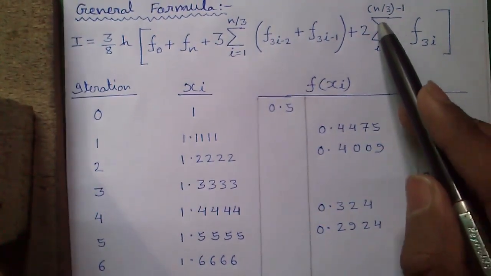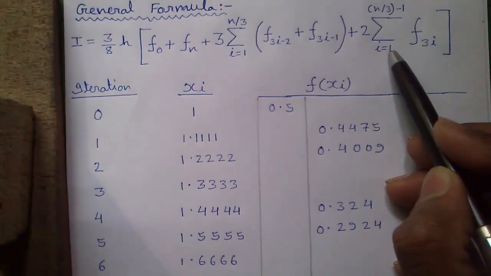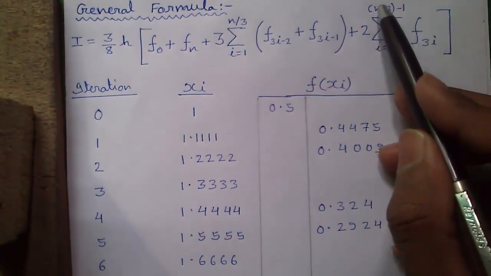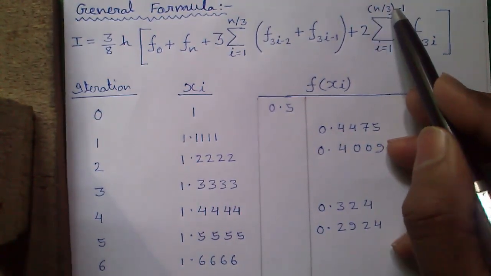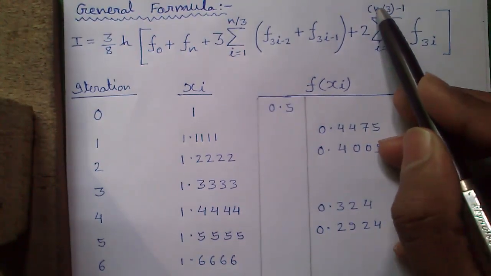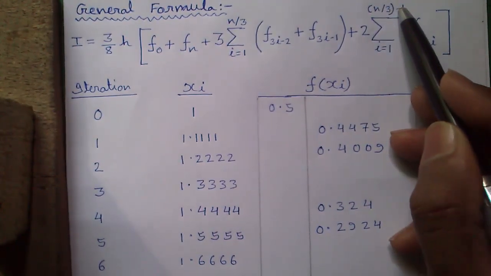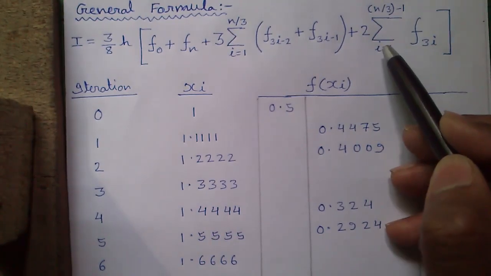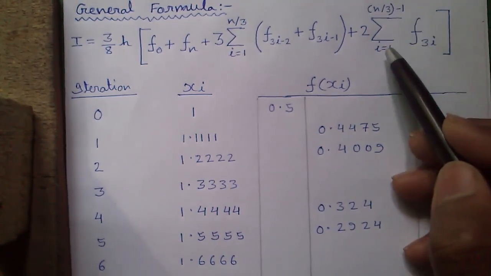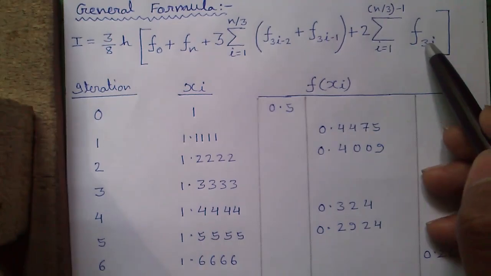And coming to the last part, for i equals 1 as the lower limit, and the upper limit is n divided by 3 minus 1. So n is 9, 9 divided by 3 is 3, minus 1, 2. So we will do i = 1 and i = 2. So i equals 1, 3 into i, that is 3.